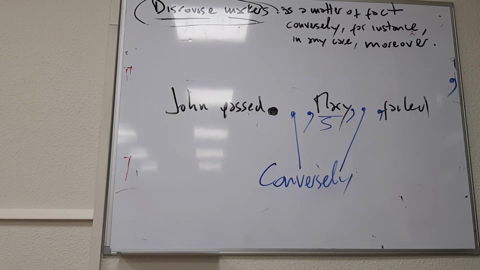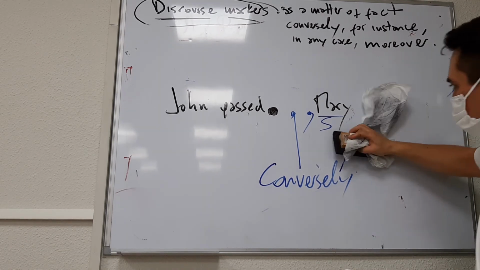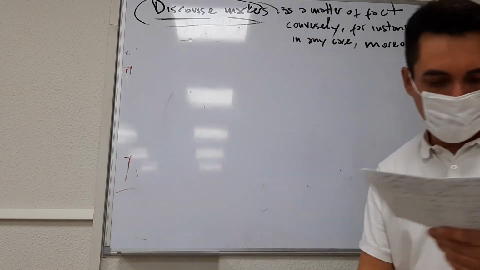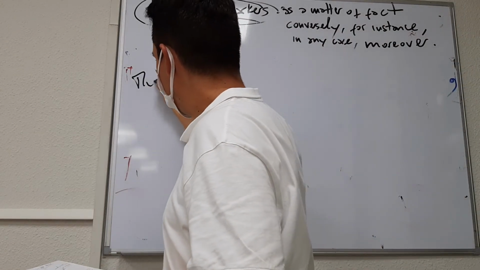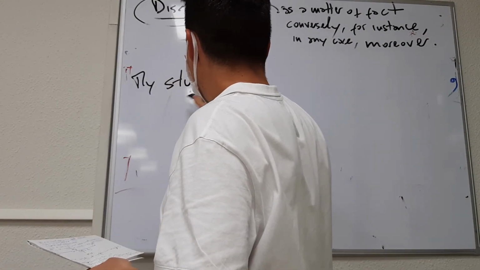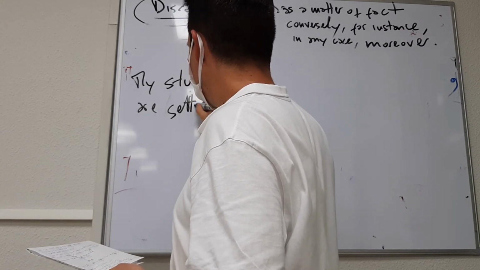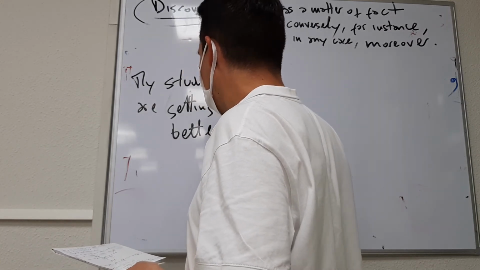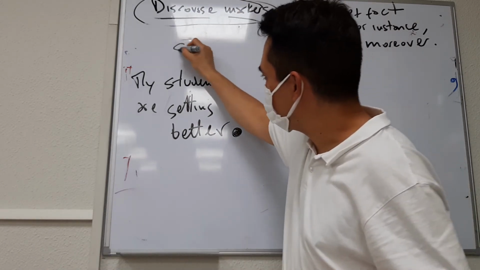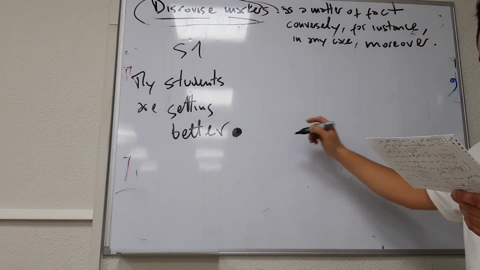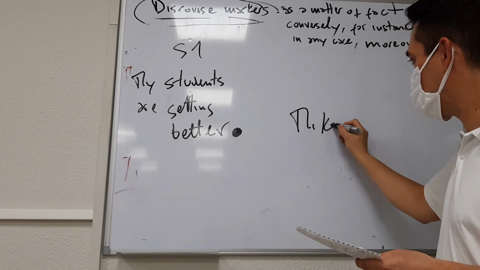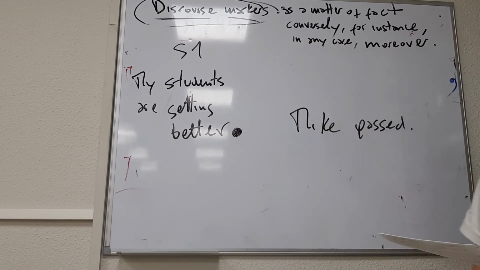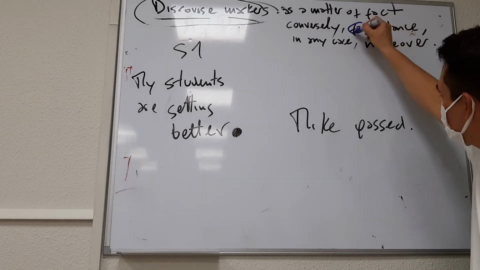Another example. My students are getting better at English, of course. This is sentence number 1. Then after the period, second sentence: Mike passed. What is the best discourse marker in this case? For instance. I would take for instance.